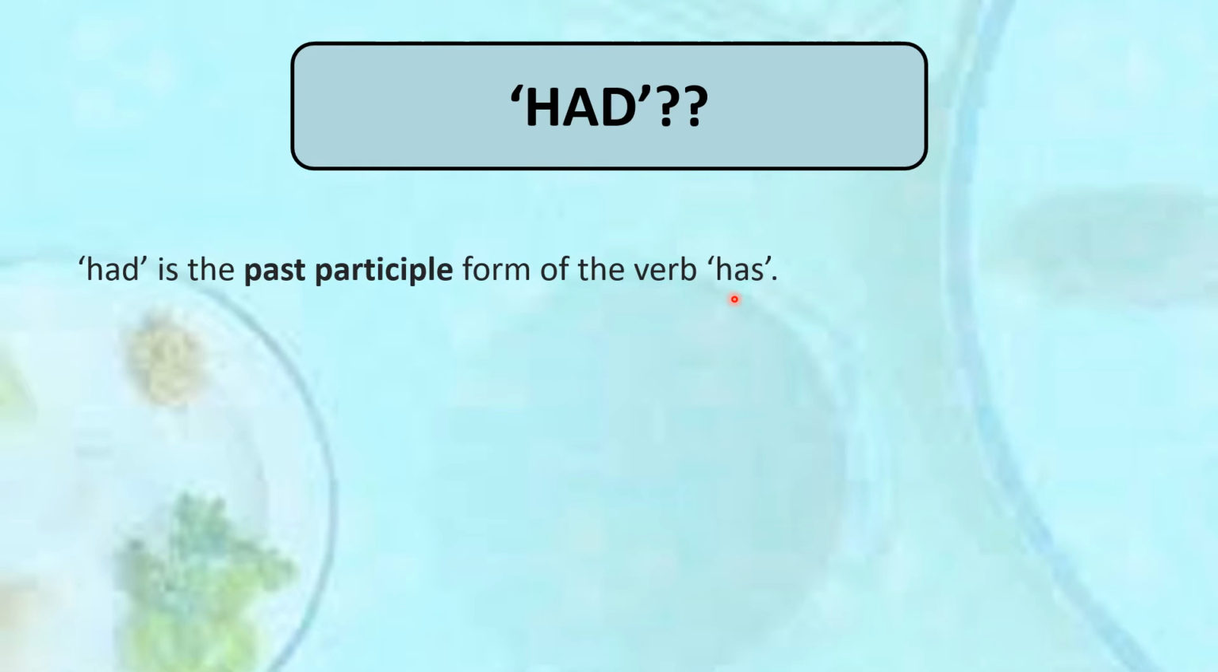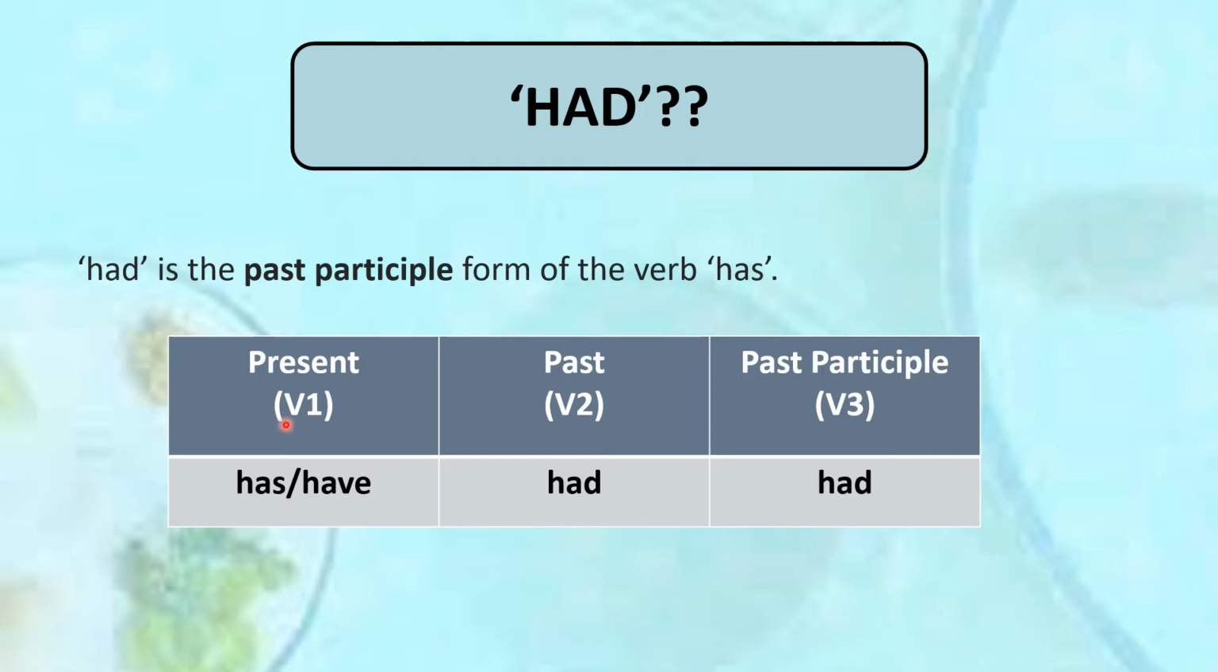In the verb chart, you would have studied that the first form of verb is known as present. The second form of verb is called past. And the third form of the verb is known as the past participle.